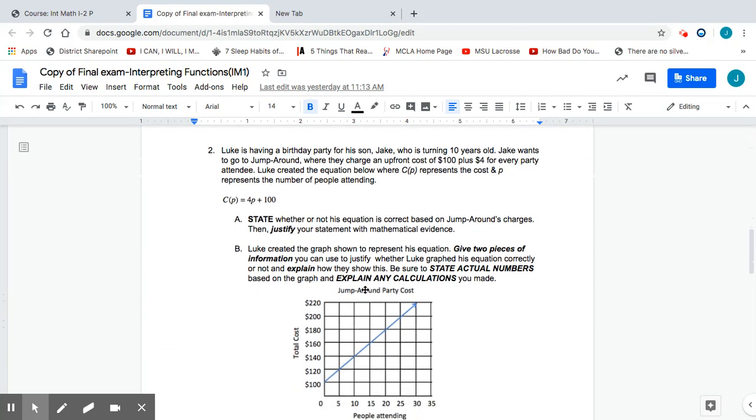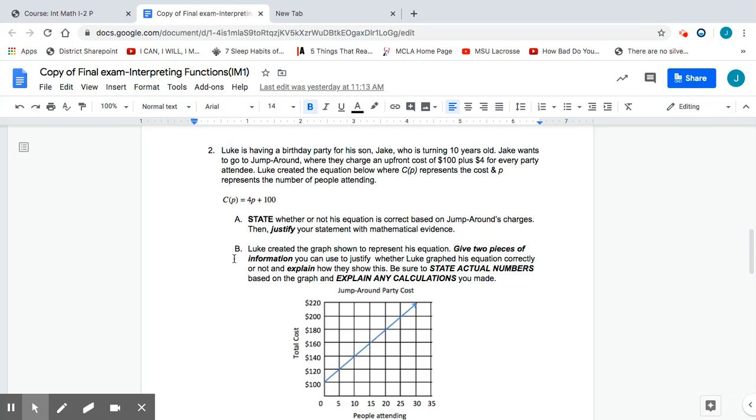Question 2. Luke is having a birthday party for his son, Jake, who is turning 10 years old. Jake wants to go to Jump Around, where they charge an upfront cost of $100 plus $4 for every party attendee. Luke created the equation below where C of P represents the cost and P represents the number of people attending. So here's the equation: C of P equals 4P plus 100. The first part says state whether or not his equation is correct based on Jump Around's charges. Then justify your statement with mathematical evidence. What that means is tell whether the equation is correct and then prove it, maybe by putting in a certain amount of people.